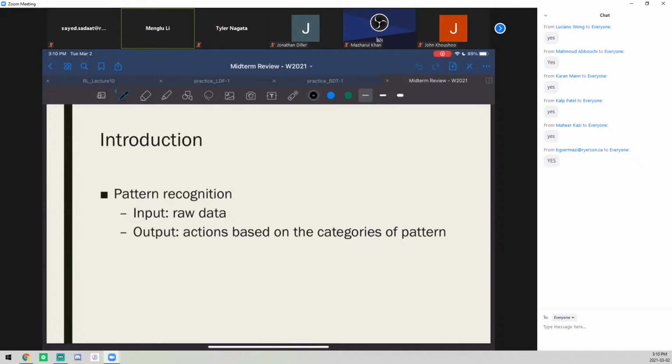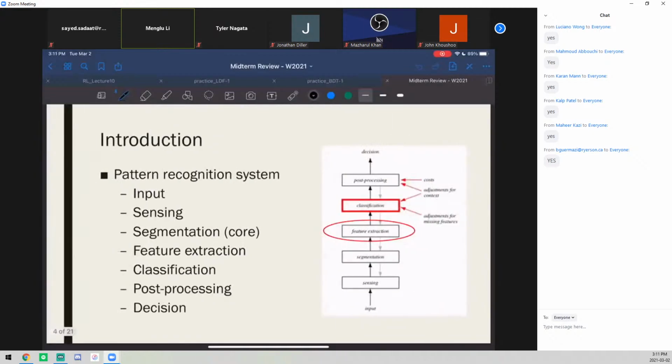For the first section, the introduction, what is pattern recognition? We take lots of raw data as input, then we try to find the pattern or extract the features from those data. All actions are based on the categorization of the pattern. This process is called pattern recognition. The pattern recognition system has 7 steps.